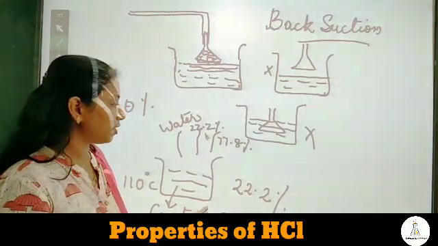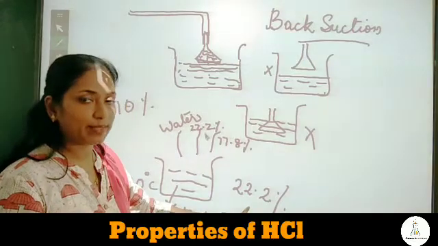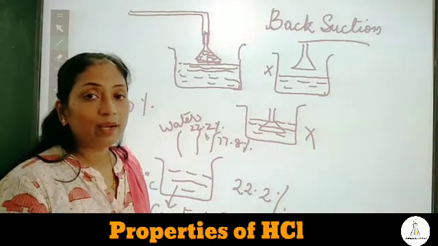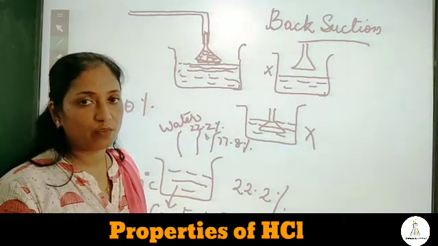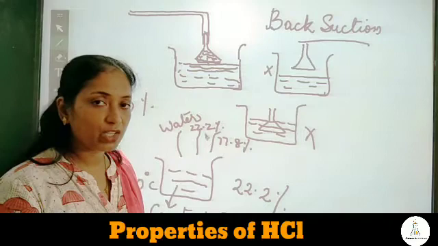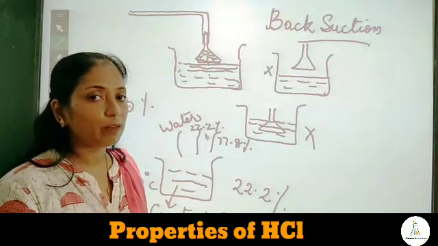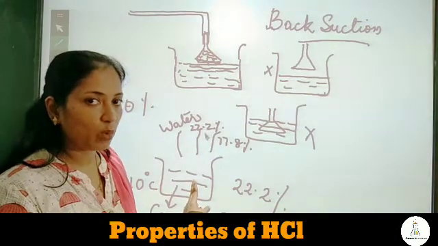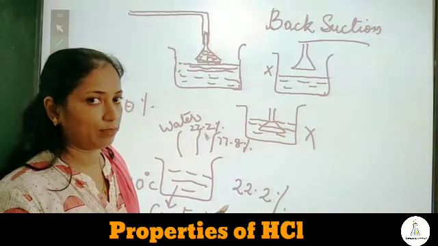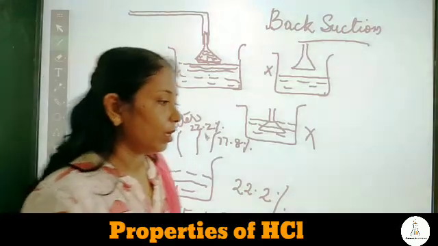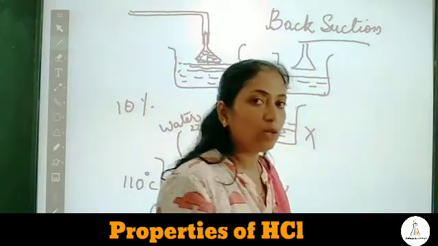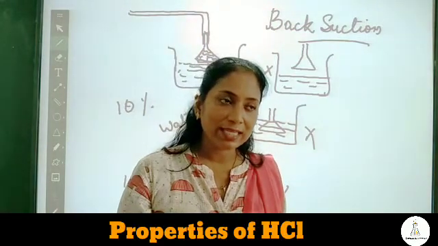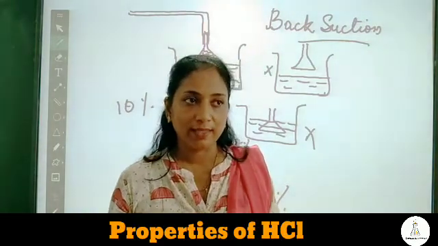So if you have to concentrate it above 22.2% HCl, hydrochloric acid, then you have to distill it over concentrated sulfuric acid. That is the method. Distillation over concentrated sulfuric acid. But by mere boiling, you cannot concentrate it more than 22.2%. Okay children, this was all about the physical properties of hydrogen chloride gas, hydrochloric acid.